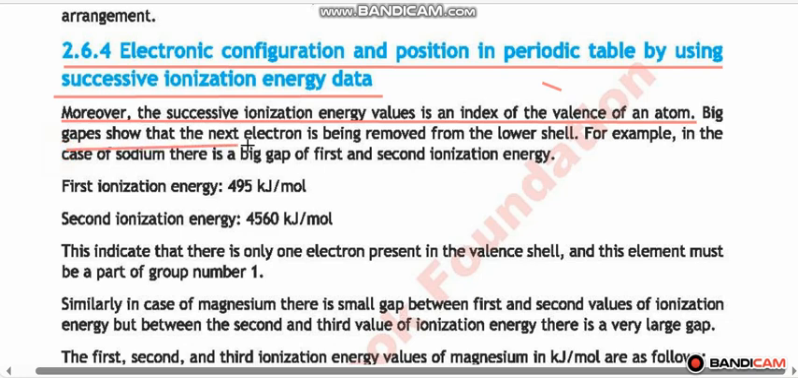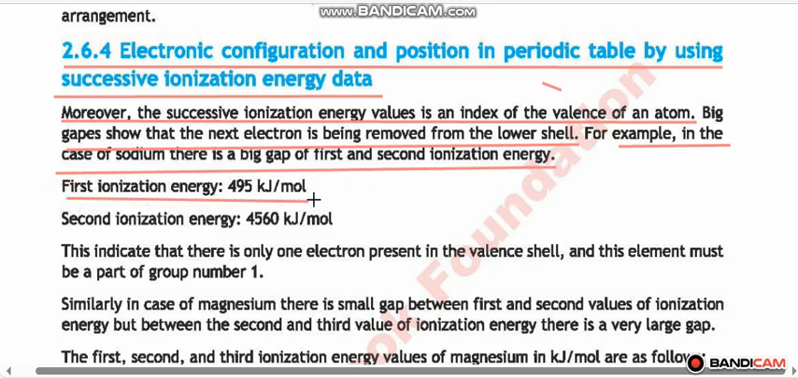Big gaps show that the next electron is being removed from the lower level. For example, in the case of sodium, there is a big gap between the first and second ionization energies. The first ionization energy of sodium is 495 and the second ionization energy is 4560. There is a very big gap, almost 4000 kilojoules. So it shows that sodium has 1 electron in its outermost shell, and the removal of the second electron is so difficult because the next shell is a complete one.